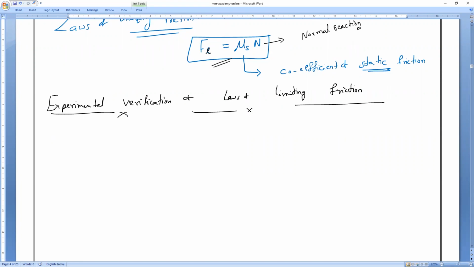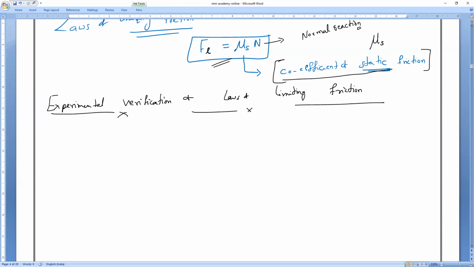This is one of the most important and interesting experiments. With the help of this experiment, we are going to find the coefficient of static friction. We represent it with mu s, where s is the subscript. Mu s means coefficient of static friction. In future, one more friction will come: kinetic friction.